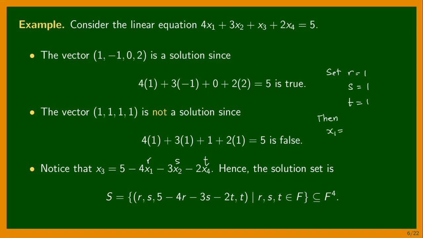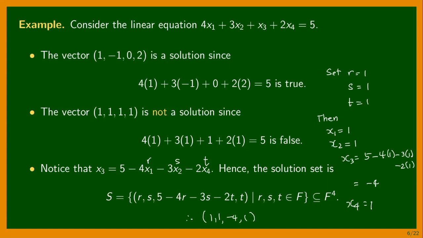x sub 1 is r, so that's 1. x sub 2 is s, so that's 1. x sub 3 is 5 minus 4 times 1 minus 3 times 1 minus 2 times 1. And that is 5 minus 4, that's 1, minus 3, negative 2, minus 2, that's negative 4. x sub 4, on the other hand, is t, so that is 1. Therefore, (1, 1, -4, 1) is a solution.